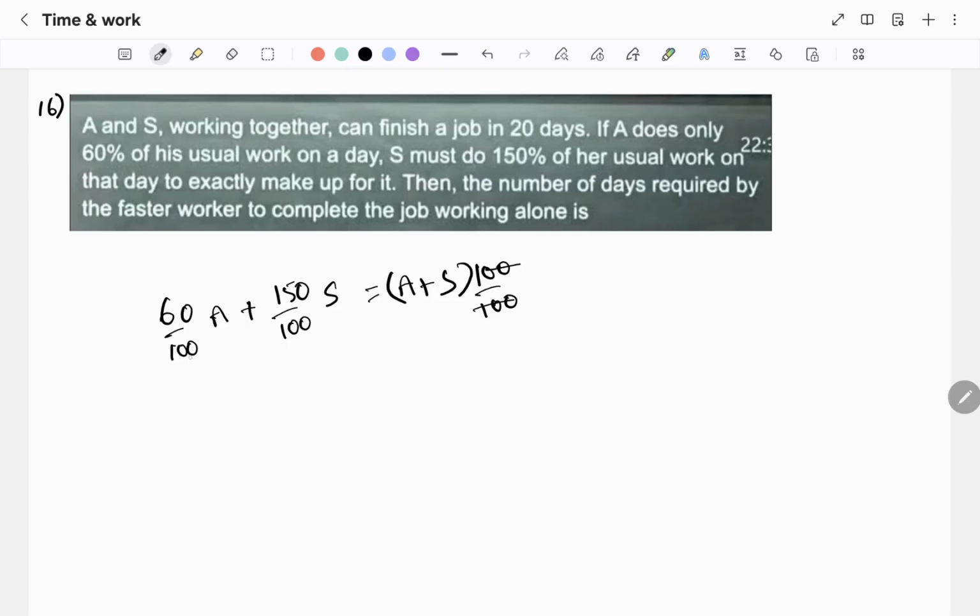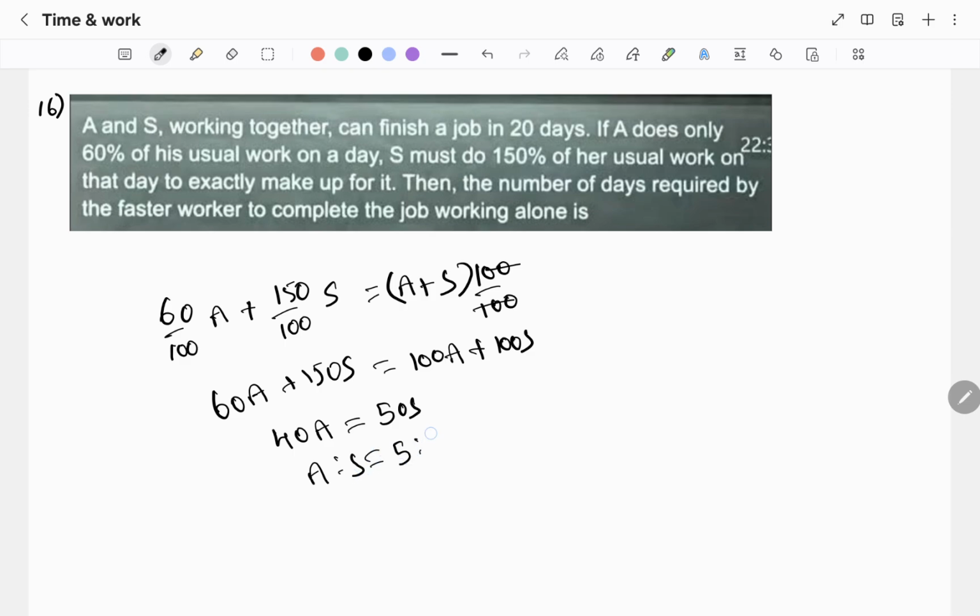So now take LCM. 60A plus 150S is equal to 100A plus 100S. Then bring A together and S together. 40A is equal to 50S. Then A is to S is equal to 5 is to 4. We got the efficiency ratios. Then together they completed in 20 days. Total work is equal to 20 days times 5 plus 4, 9 parts. Means 180 is the total work.